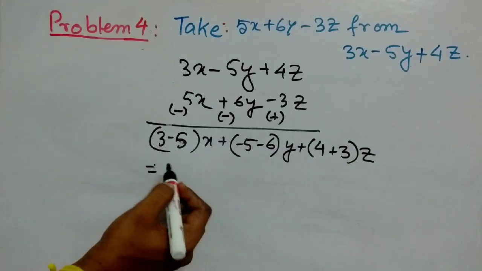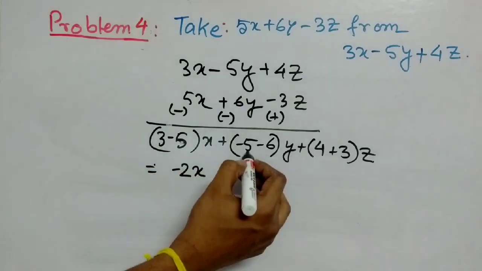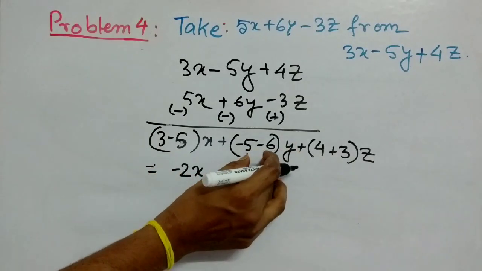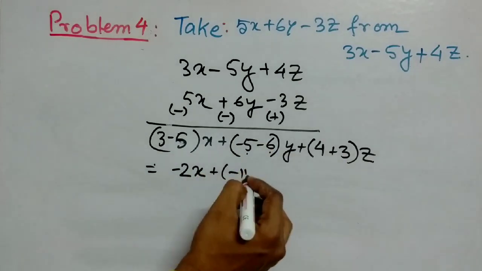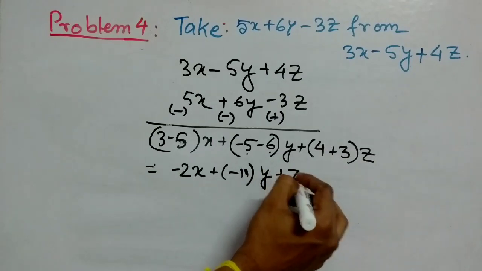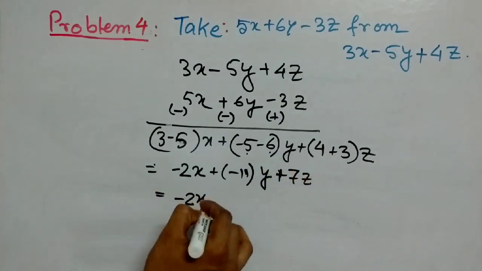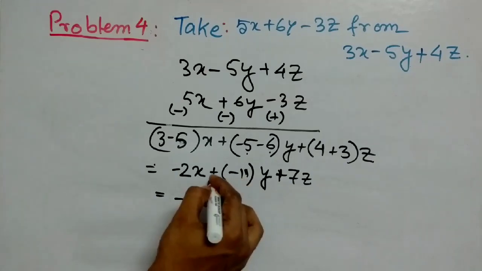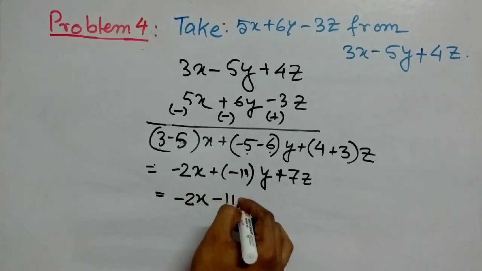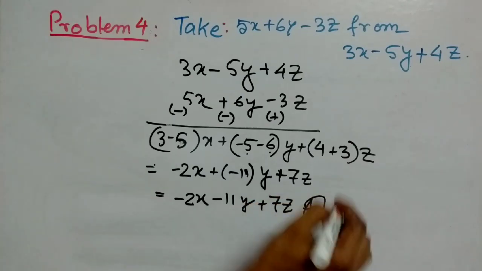So it will be equal to 3 minus 5, what is it? Minus 2x. Minus 5 minus 6, both are negative, so it will be minus 11y. 4 plus 3, it is 7z. So minus 2x minus 11y plus 7z is the answer, right?